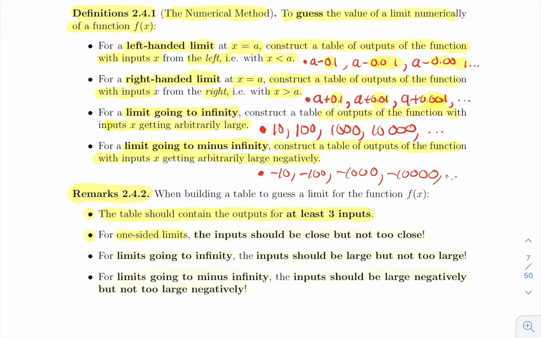So if you are studying limits on the left or on the right, you want to be close. So you want to choose values that are close, but not too close. This kind of seems a bit counterintuitive, but the idea here is that suppose you want to know what's going on around 1, let's say on the left, you can start by using 0.9, 0.99, 0.999.